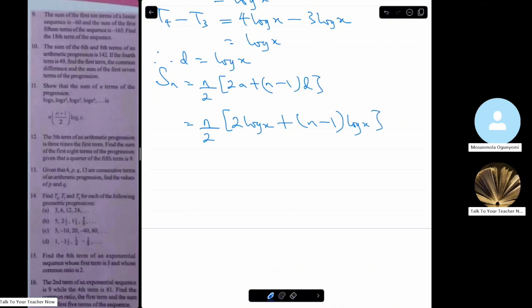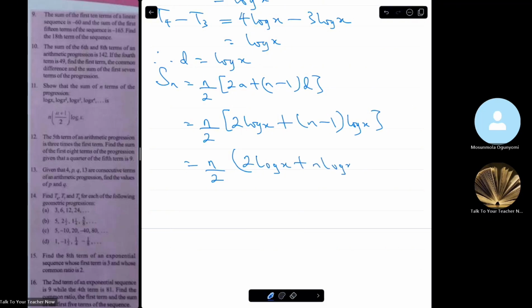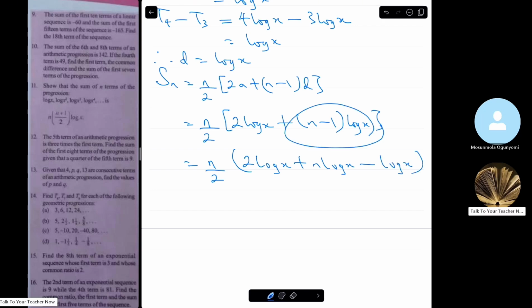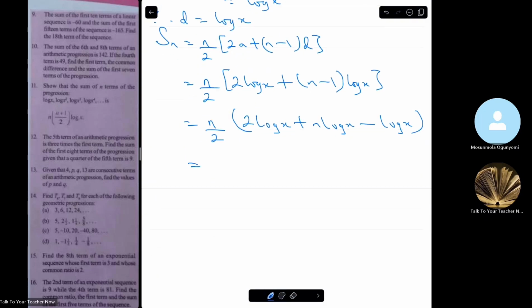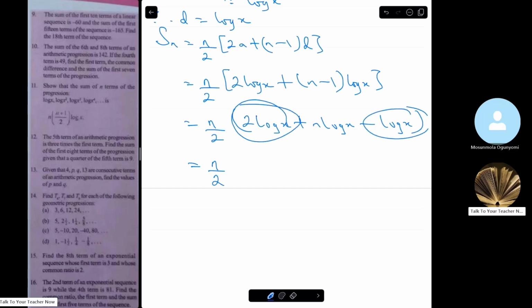Good. And that means n over 2 into bracket 2 log x, plus, when you open the brackets, n log x minus log x. Do you understand? Yes, sir. That was simple now. So 2 log x minus log x is what?